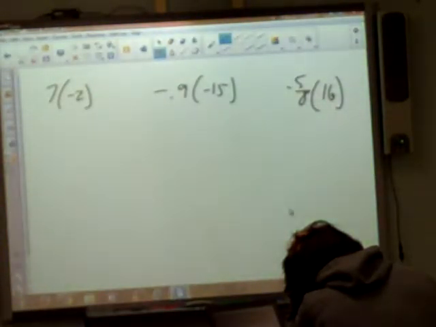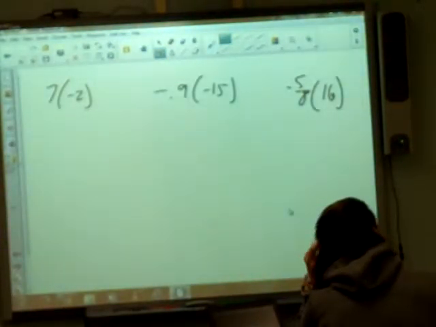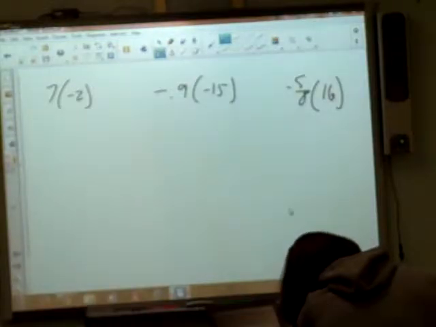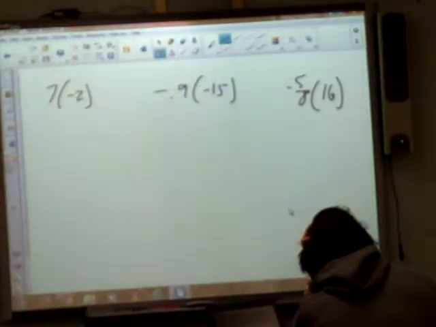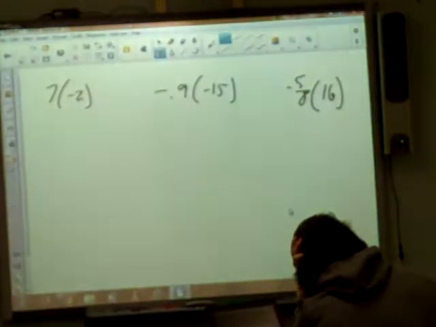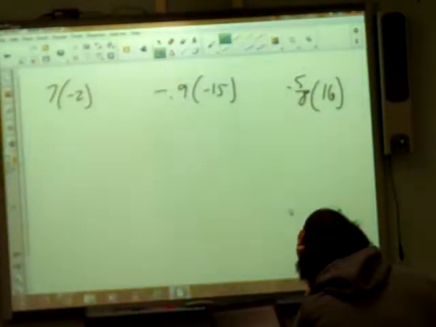Numbers are right next to each other. My parentheses is just there to kind of not get you confused with your negatives. They're all right next to each other, which means multiply. And since I told you we're on the bullet point that says multiply, that was a clue. So number 1, we got 7 times negative 2.